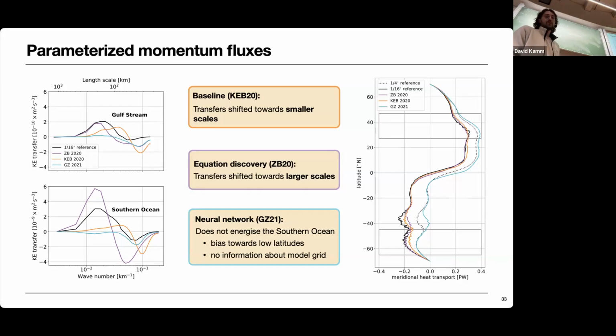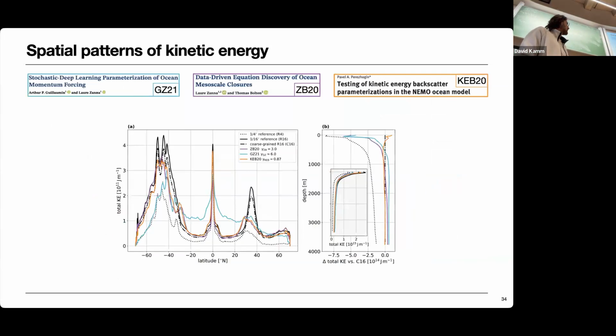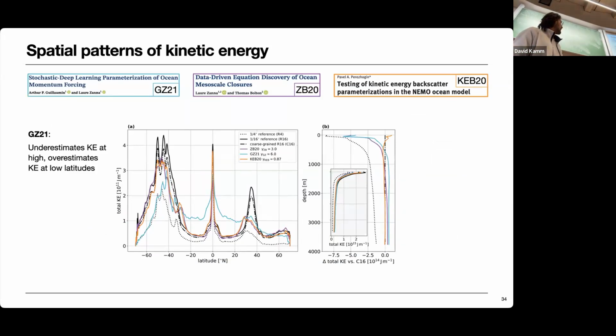And then you can see that both the parameterizations, the Zanna-Bolton, the equation discovery one, and the baseline, really improve the meridional heat transport, while the neural network approach does not. And we believe this is because of the poor representation of backscatter in the Southern Ocean, which has links to the isopycnal structure there. And just to conclude this a bit more generally, we've seen this issue with GZ, that it underestimates kinetic energy at high and overestimates it at low latitudes.